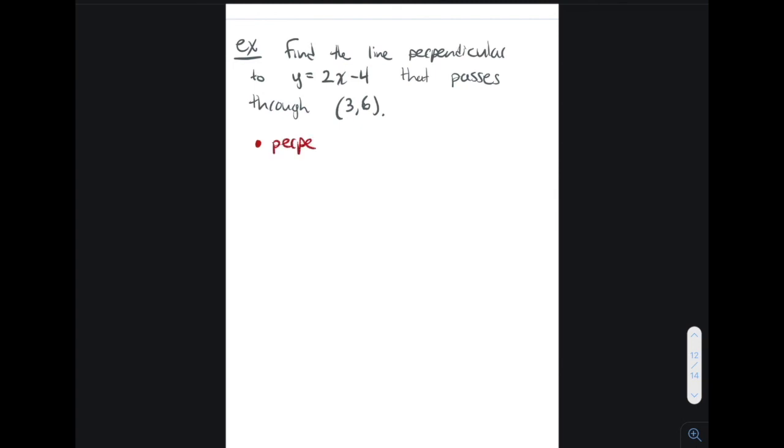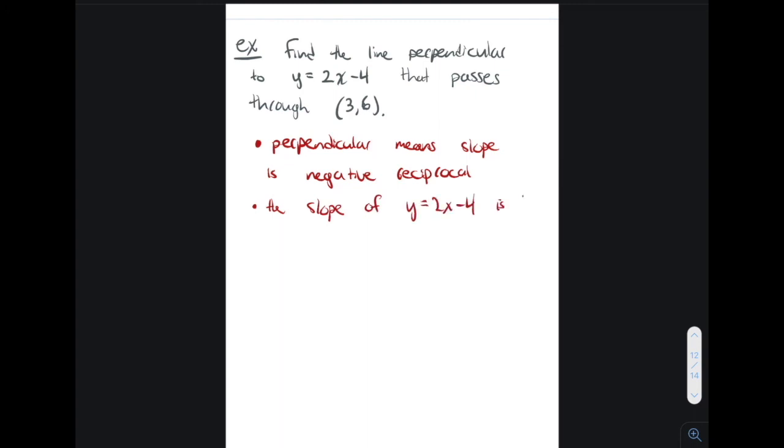So what do we know? We know that perpendicular means that the slopes are negative reciprocals of each other. And here we have the line y equals 2x minus 4, so its slope is 2. And the negative reciprocal of 2 is negative 1/2. So negative and then 1 over 2.